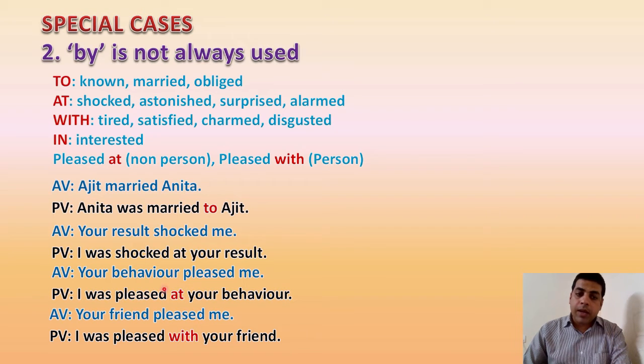Why it became at there and why it became with here, you have to be very careful with that. Here, at is used because a non-living thing is there, and here, with is used because a living being is there. So, the friend is there, that's why. Got it?